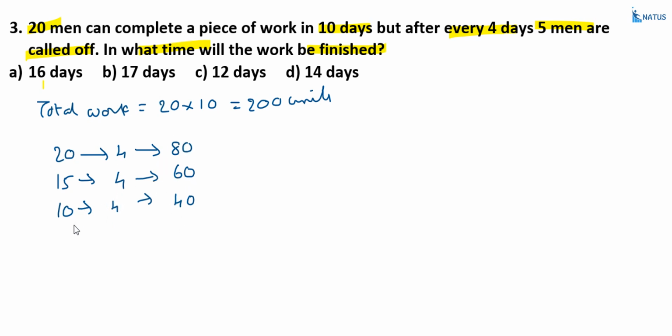Next, after 4 days, 5 men are called off, and the remaining 5 members are there. How many units are left? 20 units are left, and 5 men are there. Now, how many days are required for these 5 members to complete these 20 units? That is equal to 4 days. Now what is the total? That is equal to 16 days. Option A is the correct answer.